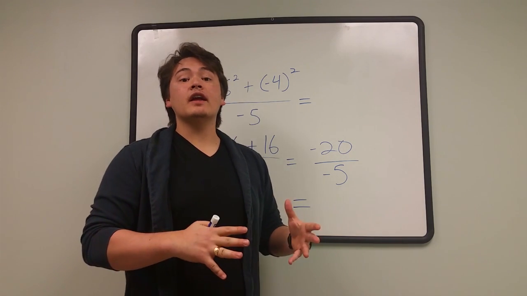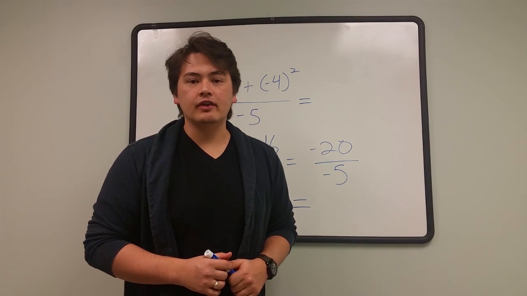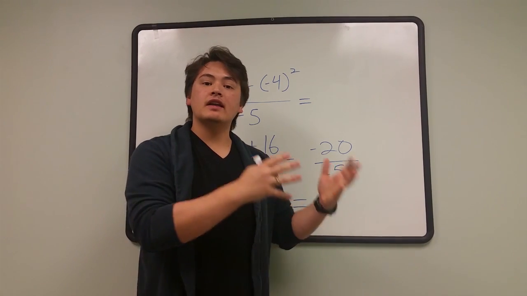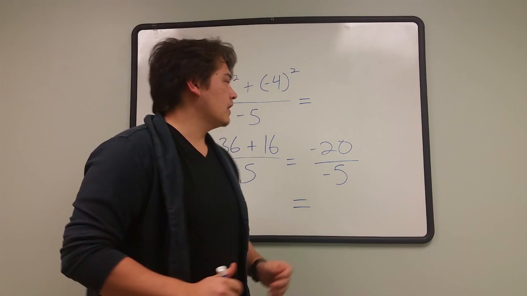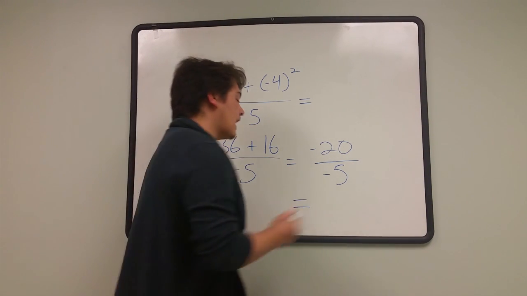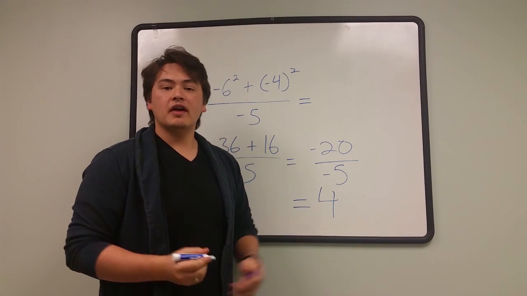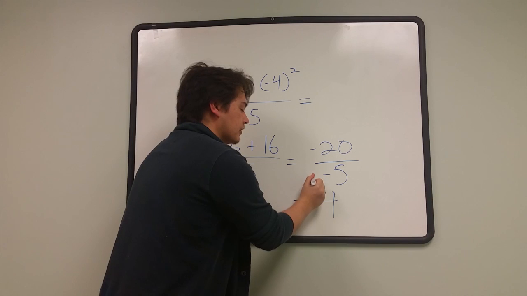So when you're dividing a negative by a negative, the answer is going to become a positive, much like when you're multiplying a negative times a negative. So in this case, negative 20 divided by negative 5 is going to give us a positive 4. And positive 4 is going to be our final answer.